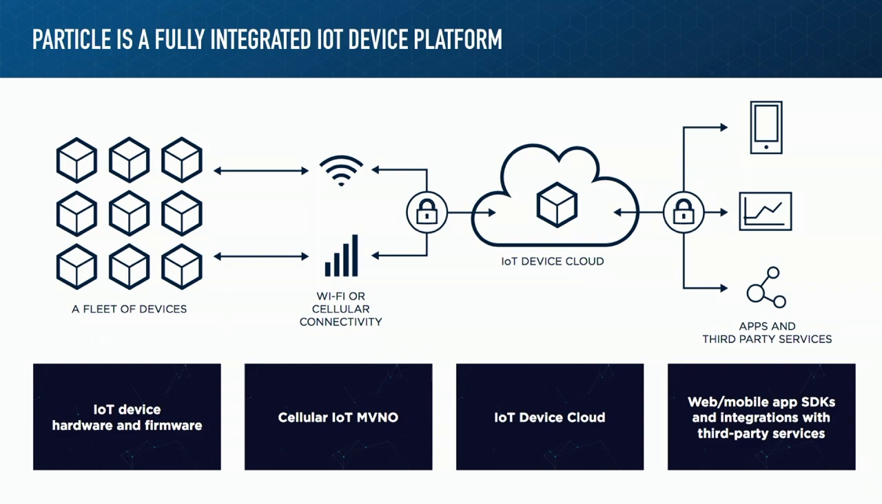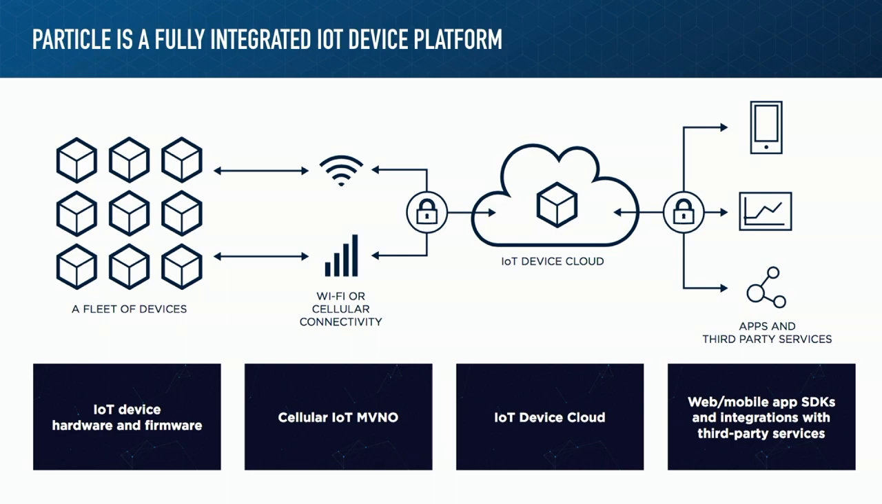The beauty of Particle is that we actually take care of the device platform, giving you a platform to jump off of for your prototyping and enterprise scaling. We also act as the cellular MVNO. These are Wi-Fi devices today, but we do act as the backbone for when you're deploying devices in the field. So that's no different than being an AT&T or a T-Mobile.